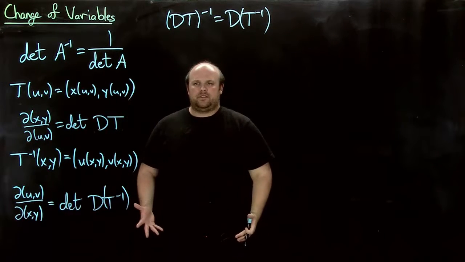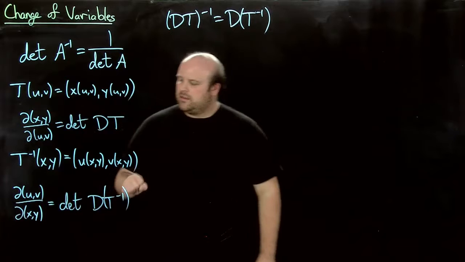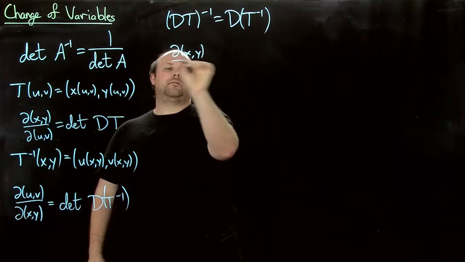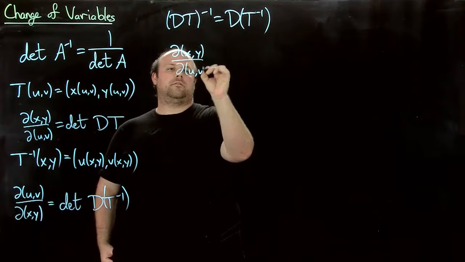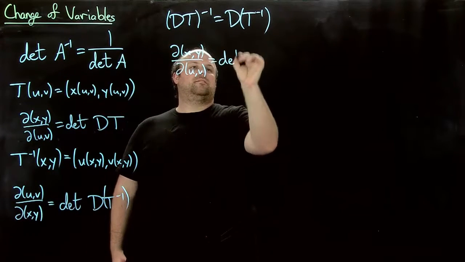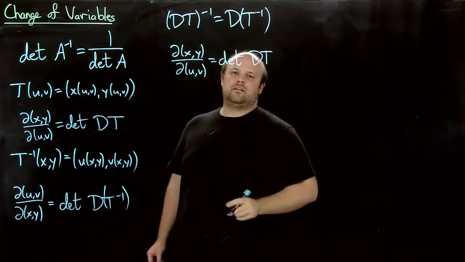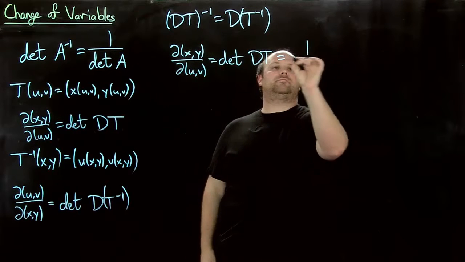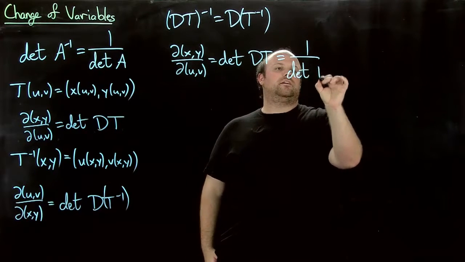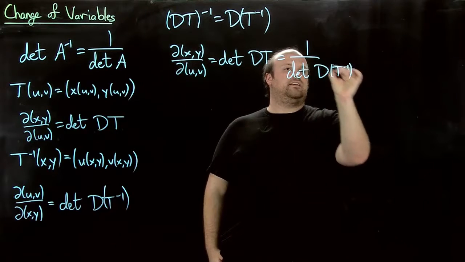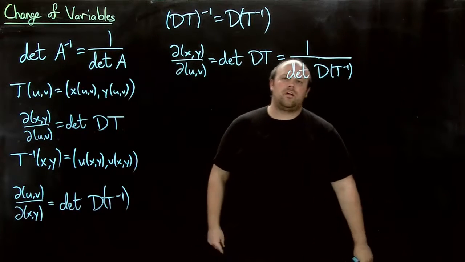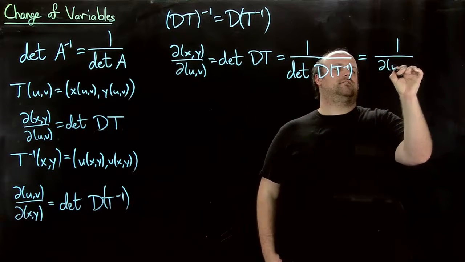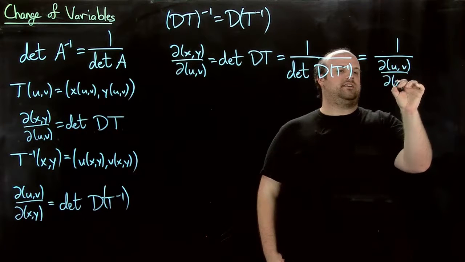So what does that mean for us? Well, that means if we want d(x,y)/d(u,v), this is the determinant of DT, well then by this rule, that's the same as 1 over the determinant of DT inverse. But DT inverse is d(u,v)/d(x,y).